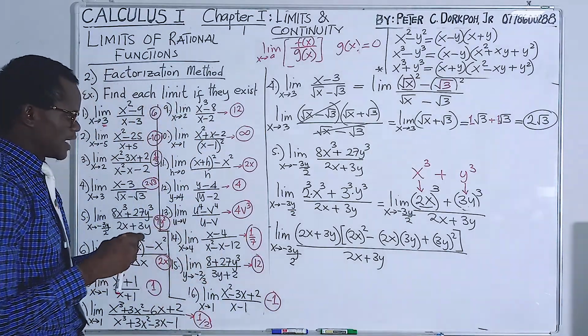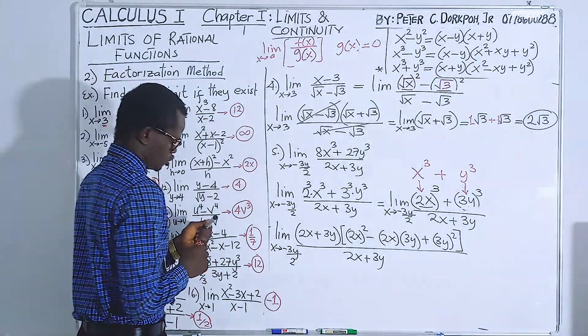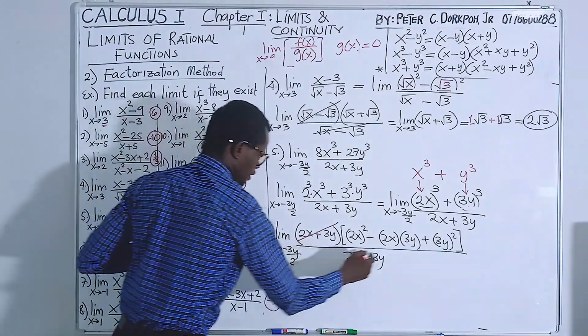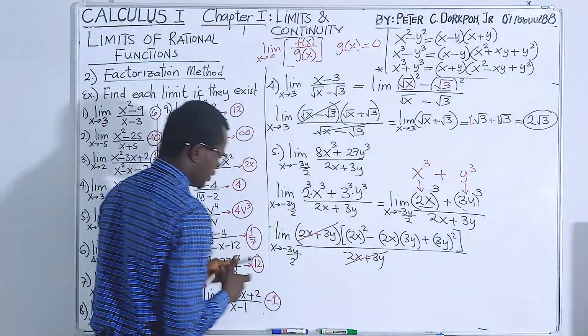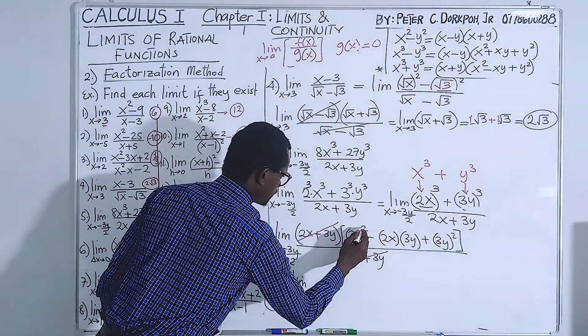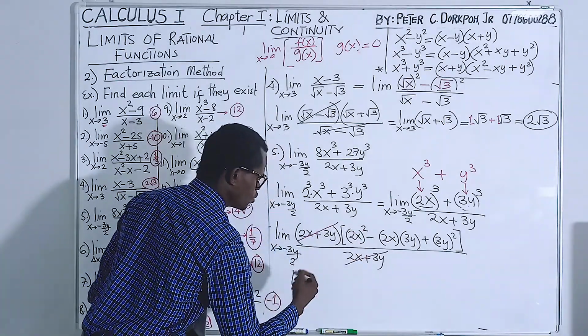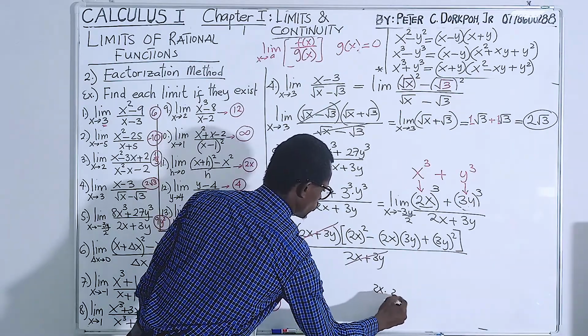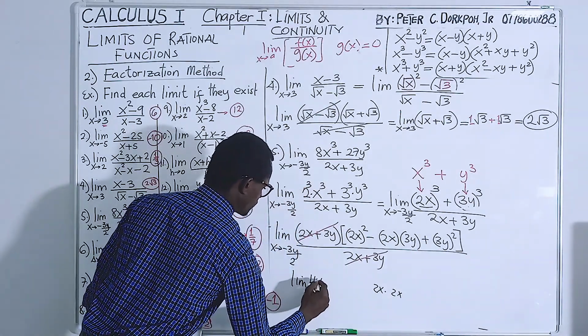Now we have factorized the numerator. So what do we observe? This one, carry this one out. We're now left with the limit of, now 2x to the second power means 2x times 2x, right? So it just gives us 4x squared.